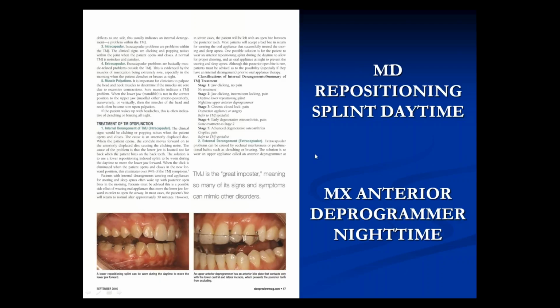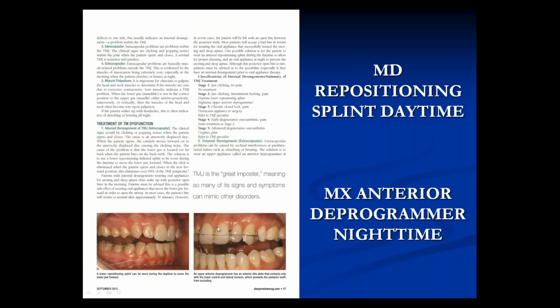If the patient comes in and they're only clenching and bruxing, and they're not clicking, they only get this one. They only get the night appliance. They only get the Ferrari anterior deprogrammer, okay? However, if they're clicking, they get both. Because if you're clicking and you wear this at night, you will clench on that all night and cause problems.